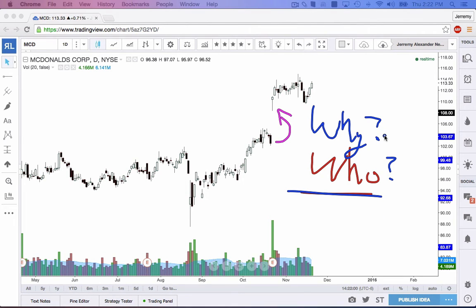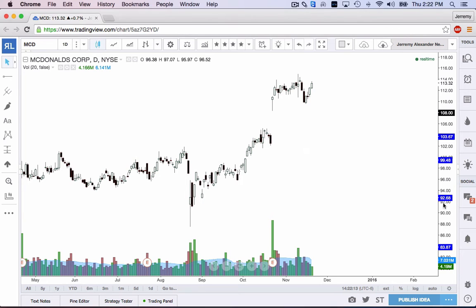So the whys can usually be pretty easy. Well, it's gapping up because there's more buying pressure than selling pressure, or they had good earnings or whatever. So that's the why. But then you can ask who. Who is buying here? Who is selling here? That type of thing. So you guys ready? Check this out. This is going to be fun.